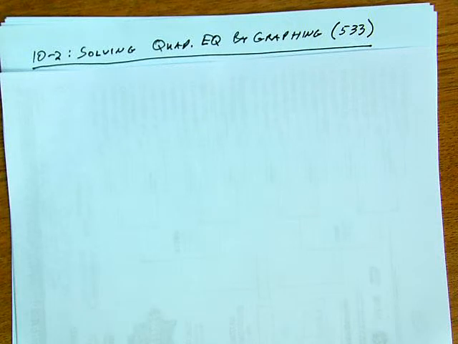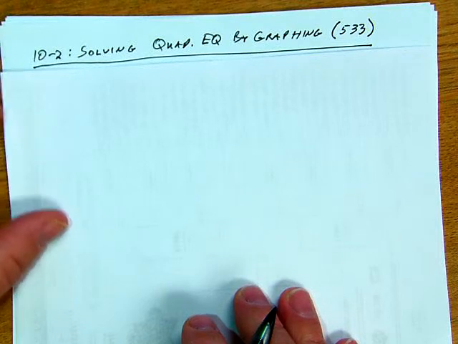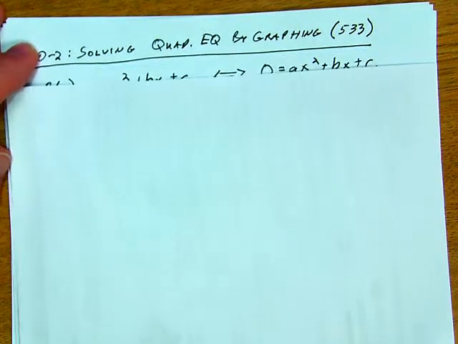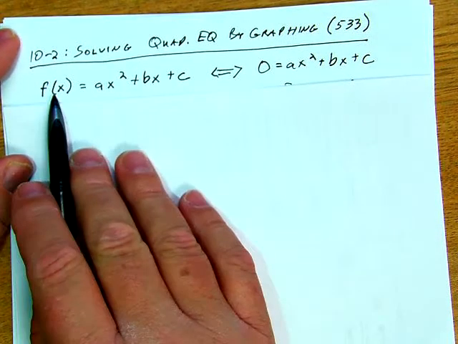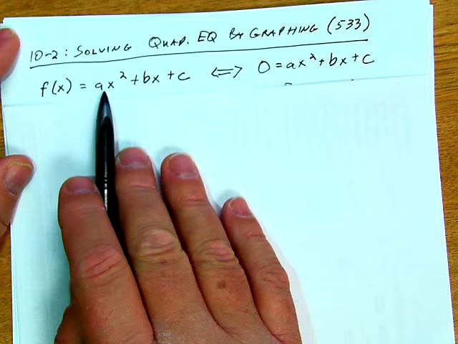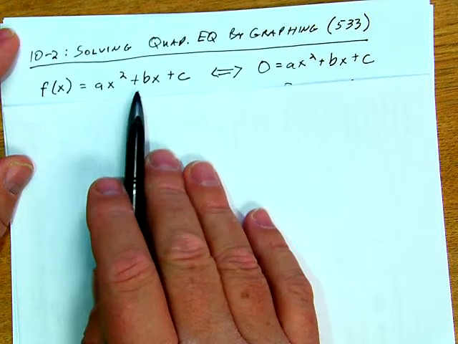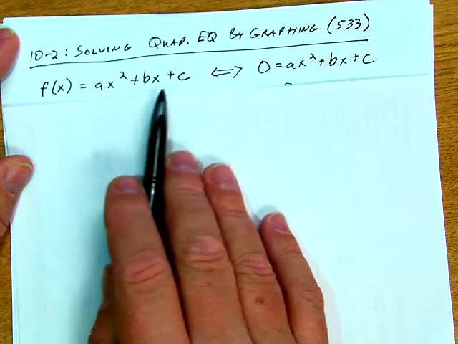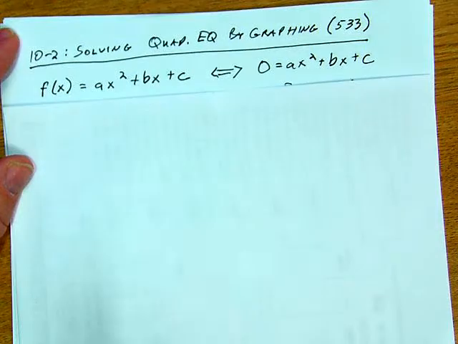Okay, let's start with lesson 10.2, solving quadratic equations by graphing, page 533 in your book. When you've got a quadratic equation, you can look at it two different ways. You can look at it as a function, f of x is equal to ax squared plus bx plus c, where a is not 0. So you have to have the x squared term.